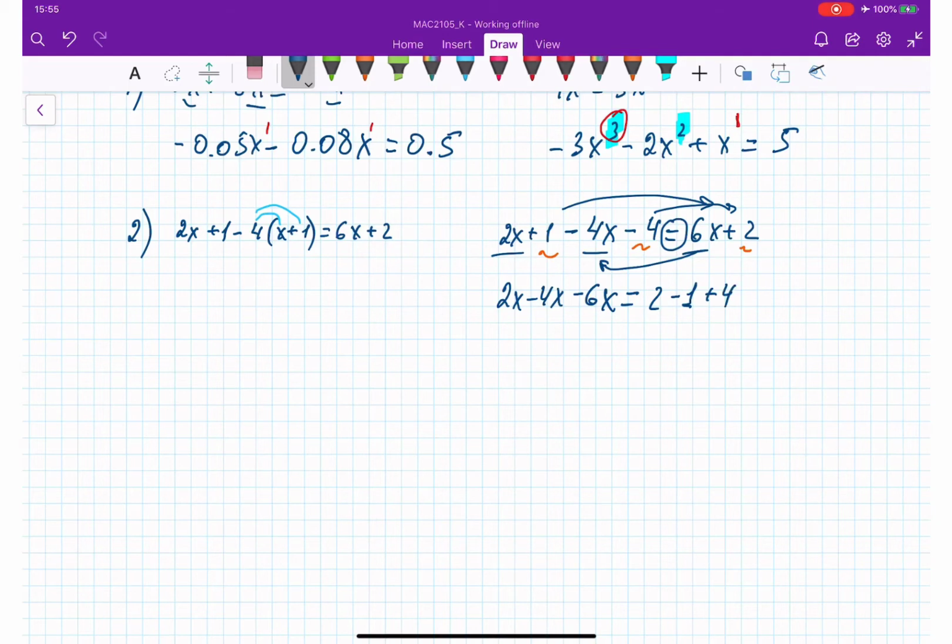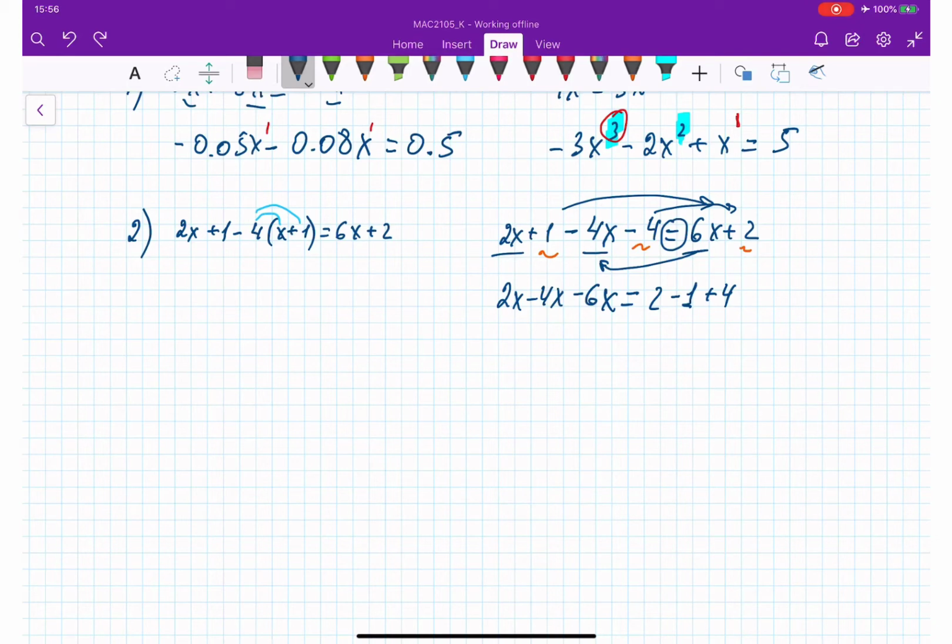So one thing we need to remember, every time when you move any term over the equal sign to the other side, then you have to flip the sign to the opposite. If it was positive, it will become negative. If it was negative, it will become positive. That's exactly what we did. Plus 1 was positive, moved on this side, became negative. The negative 4 was negative, moved on this side, became positive.